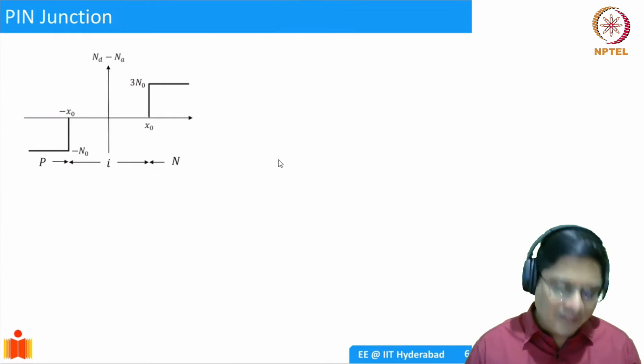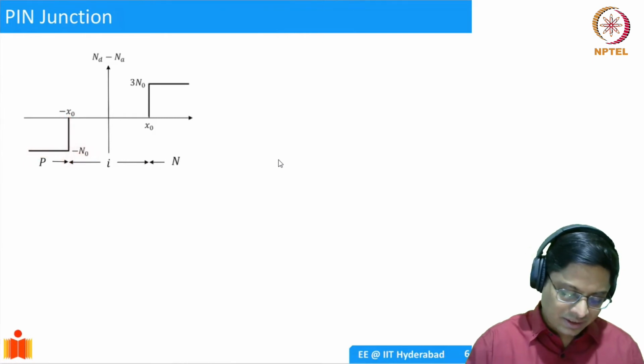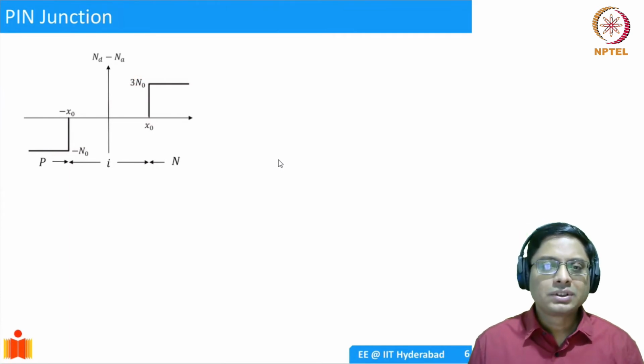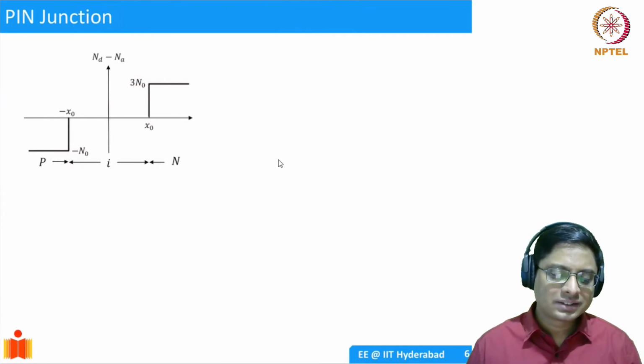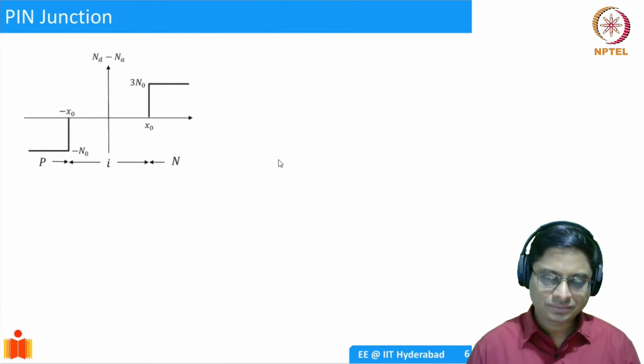They have some profiles. Your P region has some doping density, minus N naught here. And the N region has a doping density, now I just put it as 3 N naught. So you have some ratio, okay? So how will this junction respond? Can we analyze it?